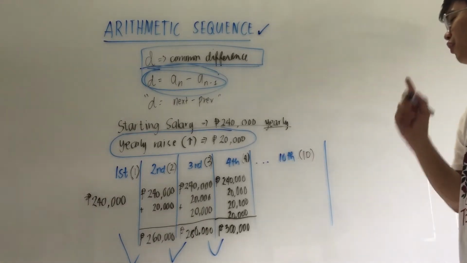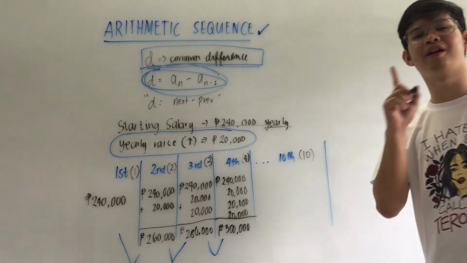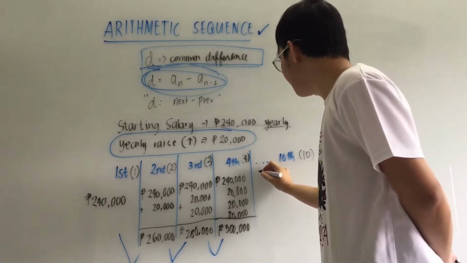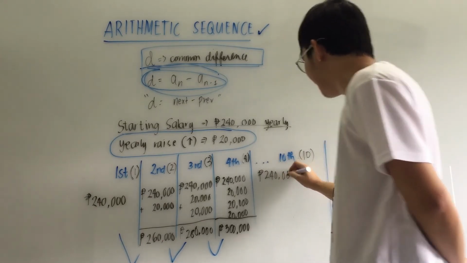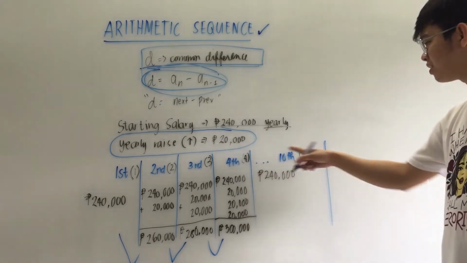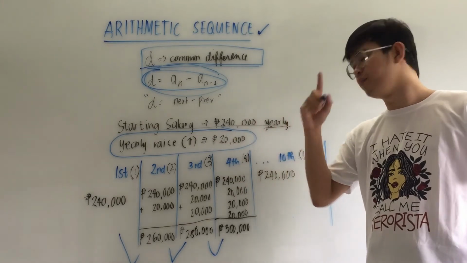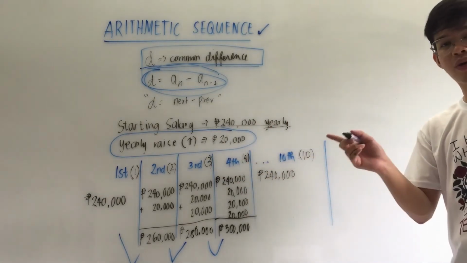Okay. If you're thinking that we need to add 9 20,000 to 240,000, it's correct. So now, this will be what? 240,000. And then we just add 9 20,000, just like what we have here. Because as you can see, the relationship states that we need to add, for example, for 4, 3 20,000. For 10, of course, we add 9 20,000.